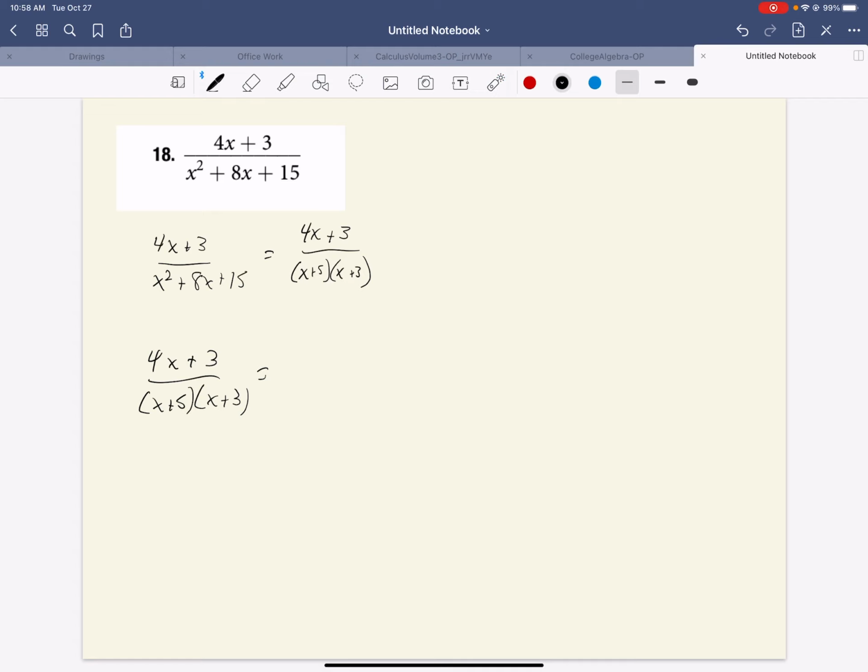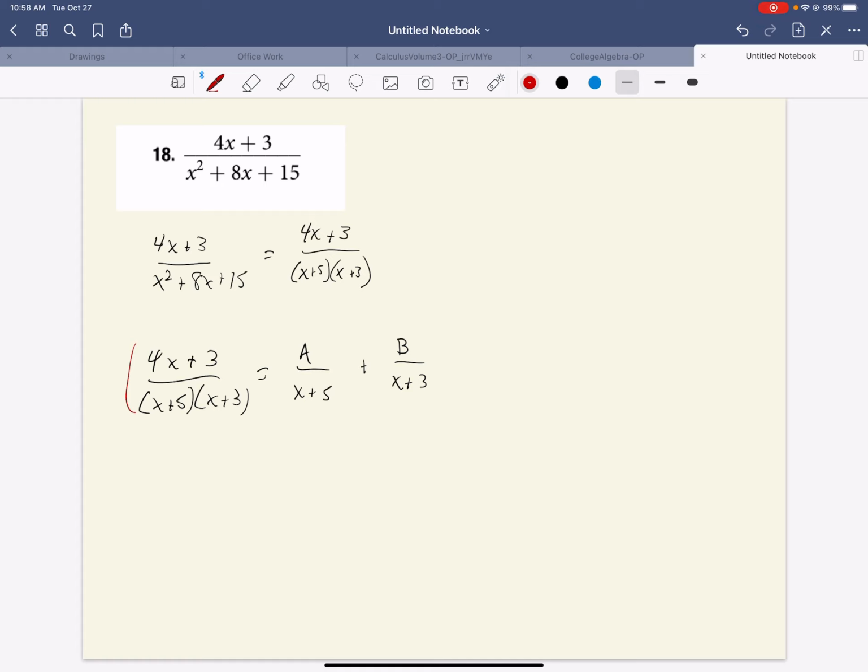When you have that case, you want a partial fraction for each piece of that denominator. So I'm going to take a constant A over that first factor in the denominator plus B over the second factor in the denominator. Now that you have that, every single problem is done exactly the same from here.